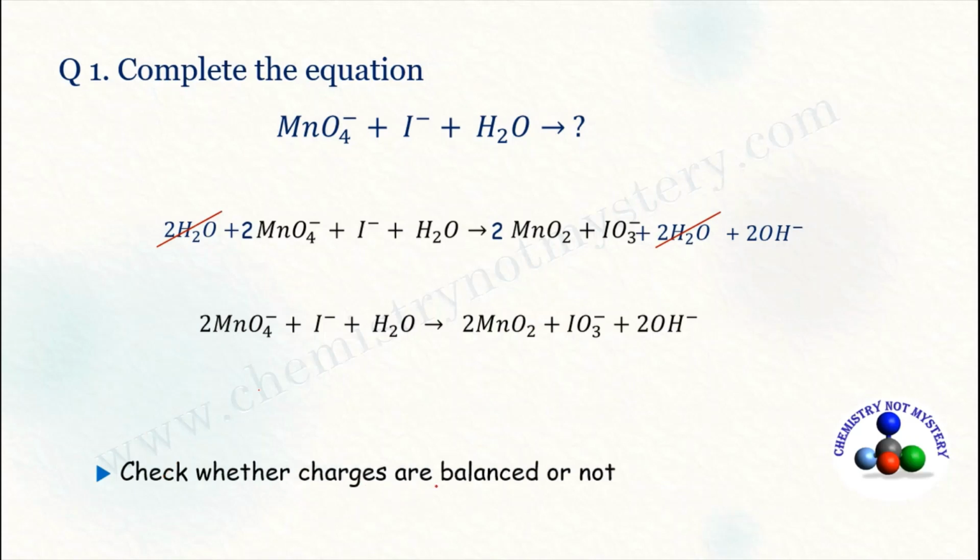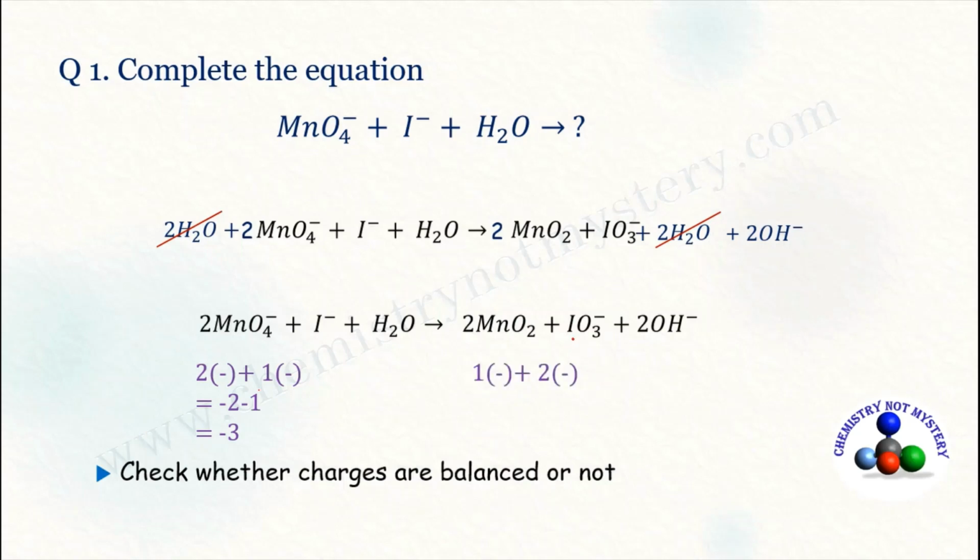Now check whether the charges are balanced or not. On the left side of the equation, 2 multiplied by minus 1 charge plus 1 multiplied by minus 1 charge. When you calculate, you will get minus 2 minus 1 is equal to minus 3 charge on this side of the equation. Similarly, calculate the charge on the other side of the equation.